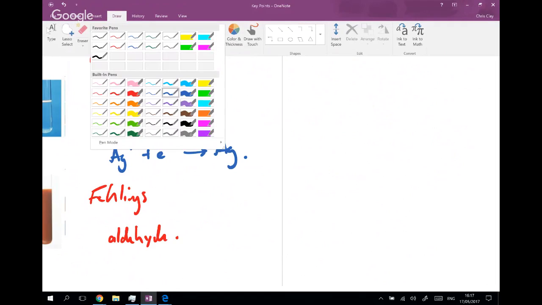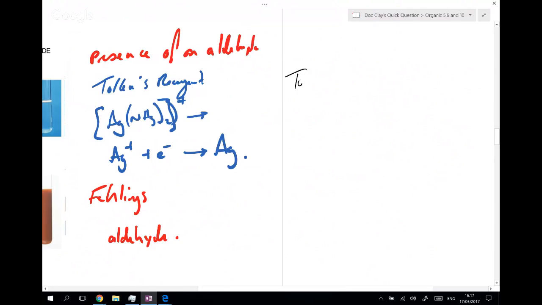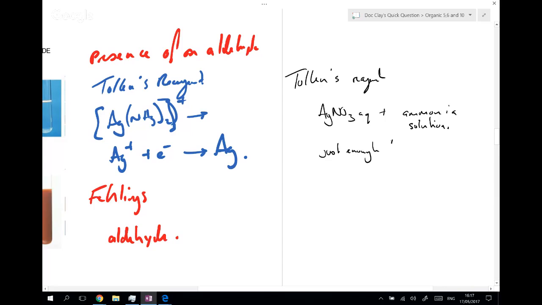I'll do this in black. So preparation of the Tollens reagent. Here, what you're going to make sure you do is you are going to be adding ammonia solution to silver nitrate, so AgNO3 (aq) plus ammonia solution, and that is going to form your ammonium silver compound, and you add just enough to form a colorless solution.